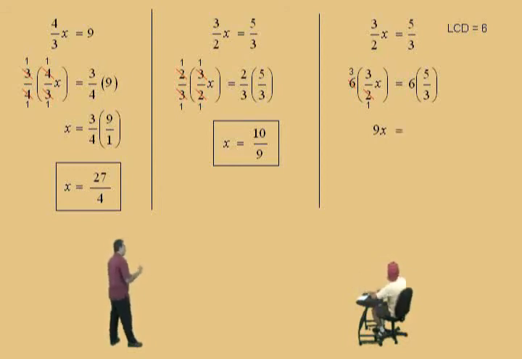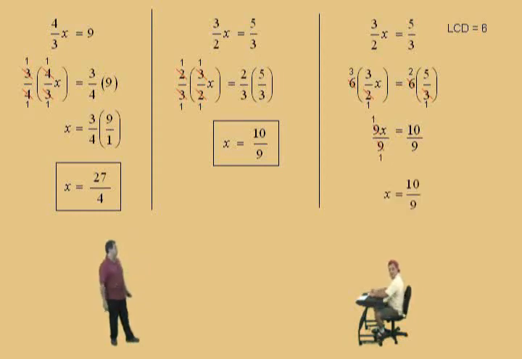On the right-hand side, 3 goes into 6 2 times. And 2 times 5? 10. Is 10. There we go. Now, 9x equals 10. We need to divide both sides by what, Charlie? 9. 9. That gives us our 1x equals 10 over 9.